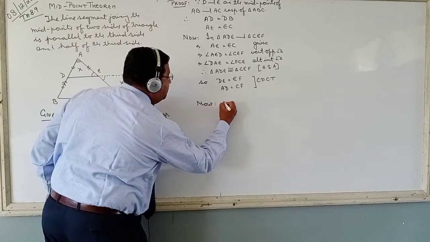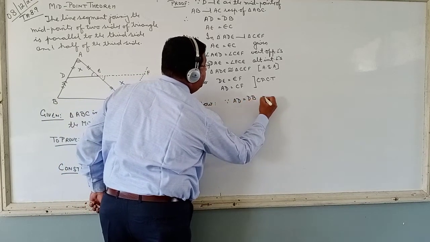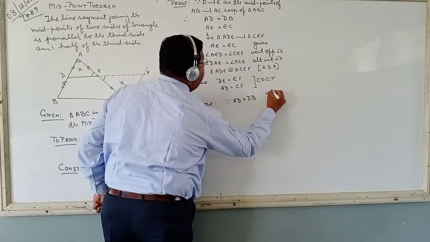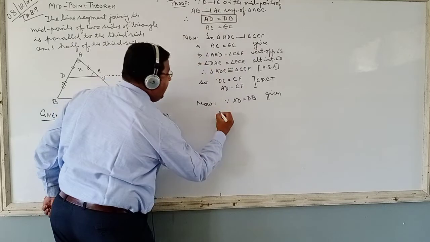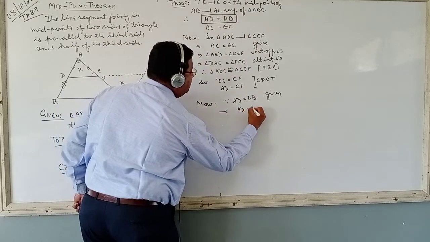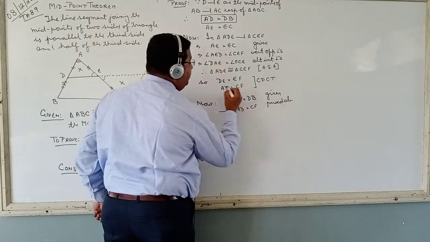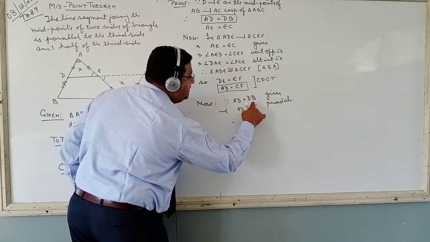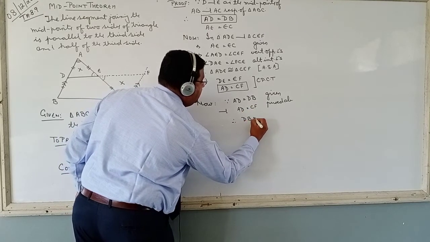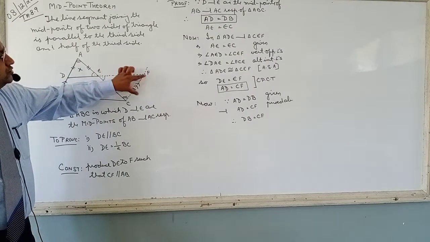Now because AD is equal to DB given to us, put it in the box so that you can see that, and AD is equal to CF proved above. Here we have proved. So therefore, is DB equal to CF? DB is equal to CF.